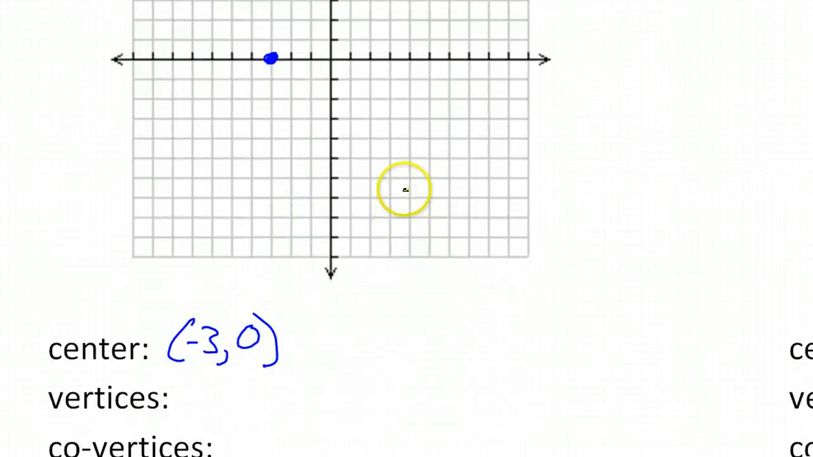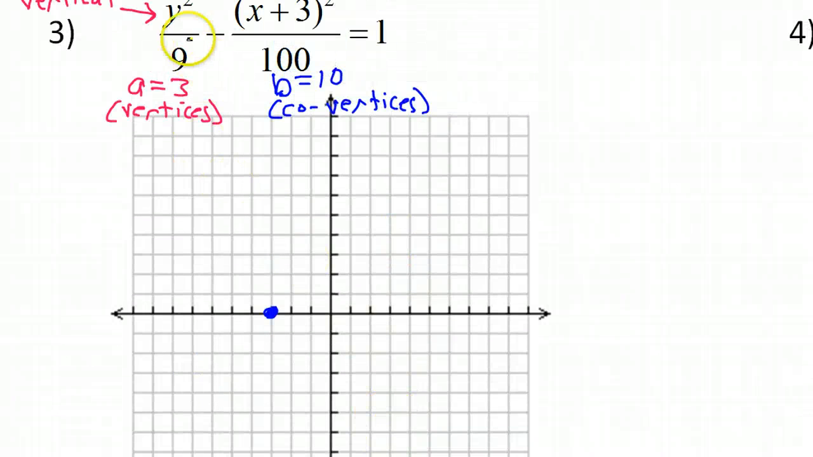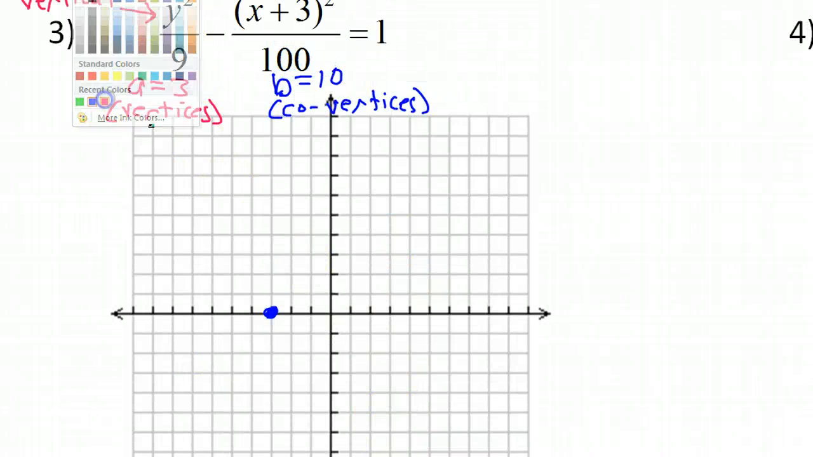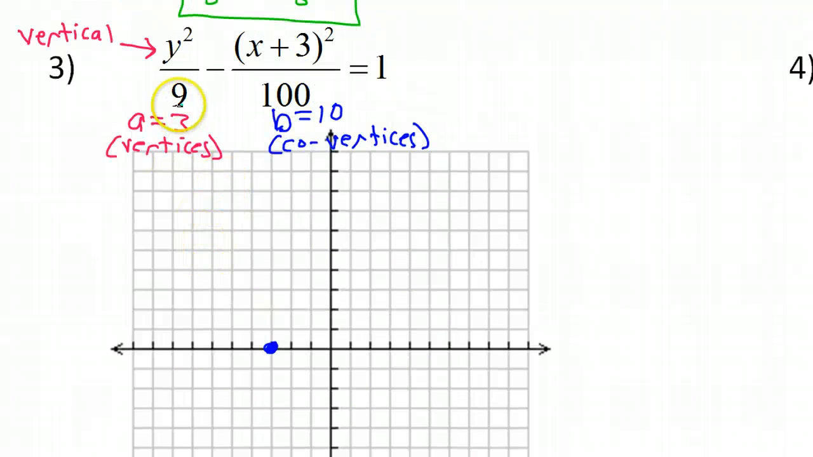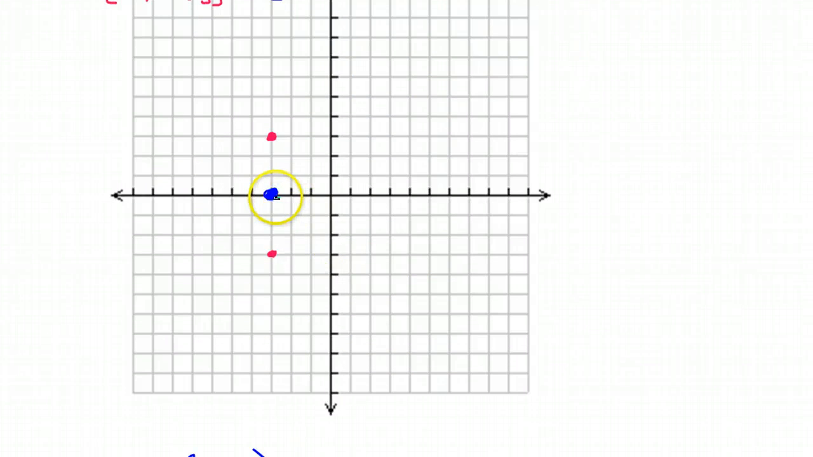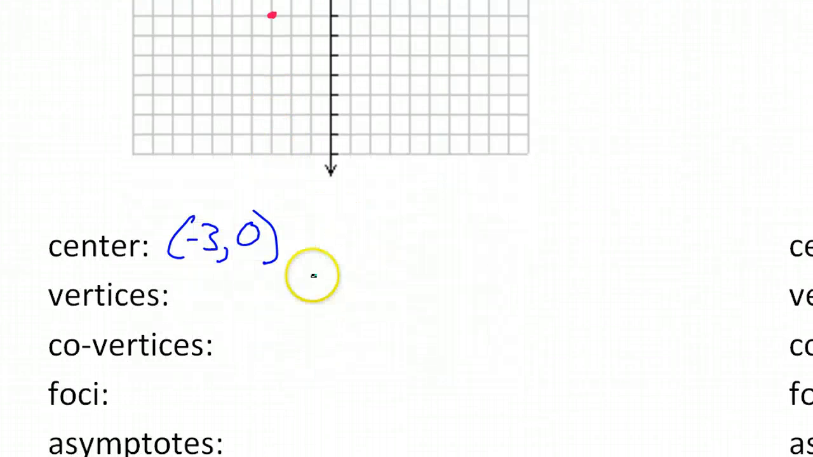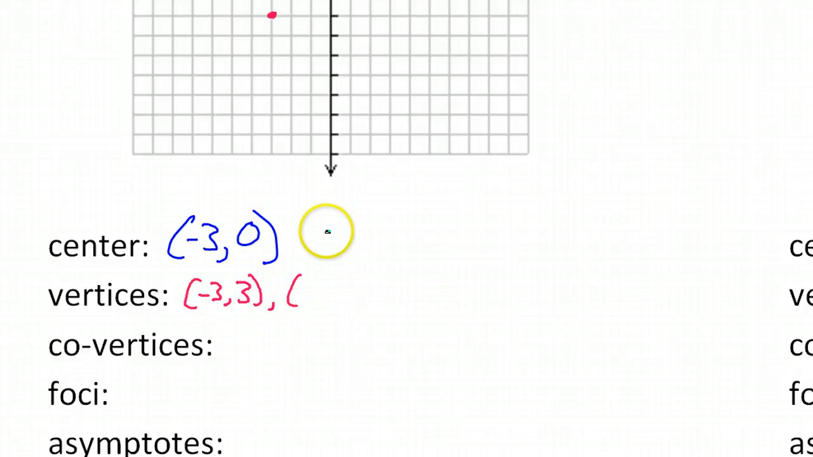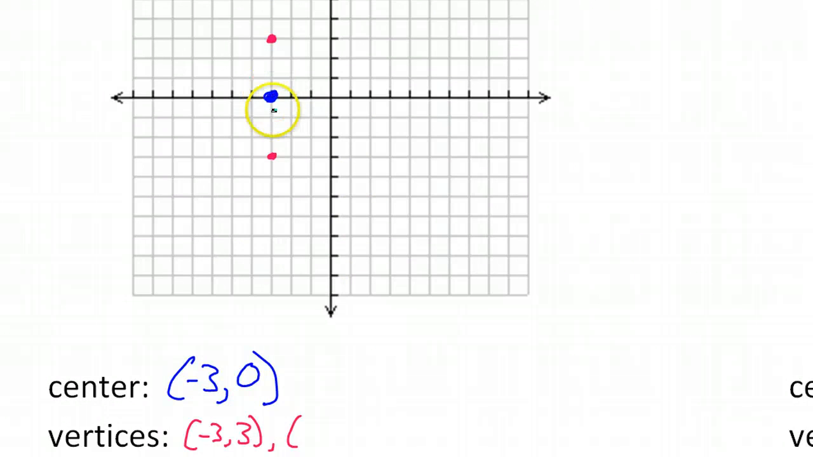Okay, there's my center. So now let's do the vertices and the co-vertices. My vertices, I will go 3 in the y direction, so vertically. So from the center, I'm going to go up 3 and down 3. All right, those are my vertices. So by the way, that's -3, comma 3. And -3, comma -3.